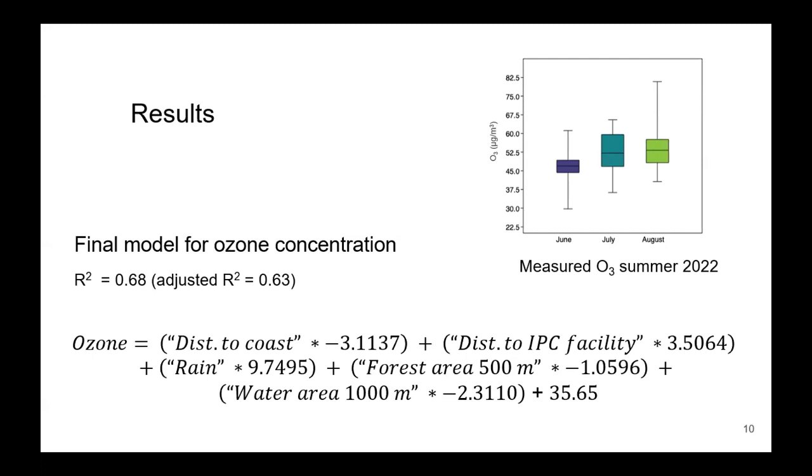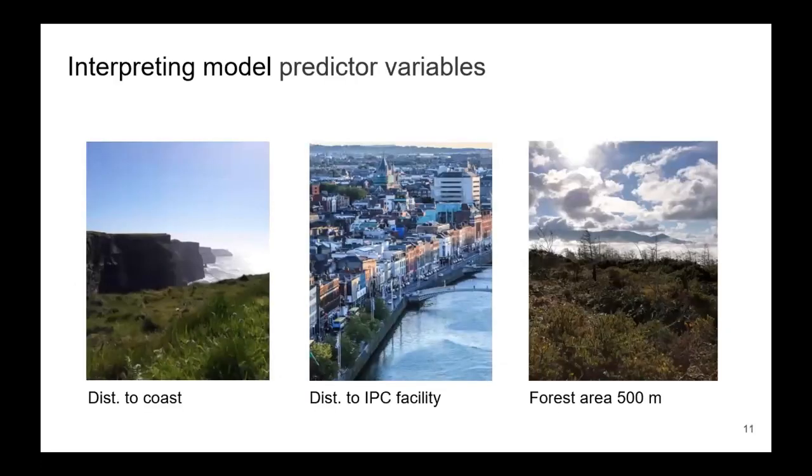So we have distance to coast, distance to an integrated pollution control (IPC) facility, annual rainfall, forest area within a 500-meter buffer, and water area within a 1,000-meter buffer. So what do these mean? Well, distance to coast: from the model, we can say that the closer to the coast you were, the higher ozone concentration you would expect to experience. And we did expect this, because coastal areas generally have higher ozone.